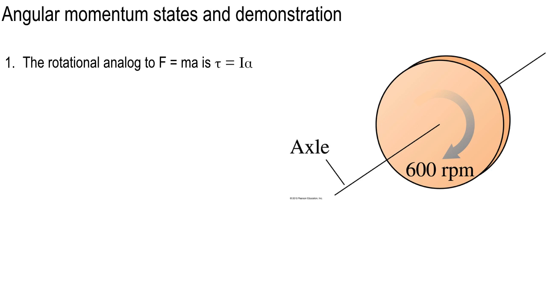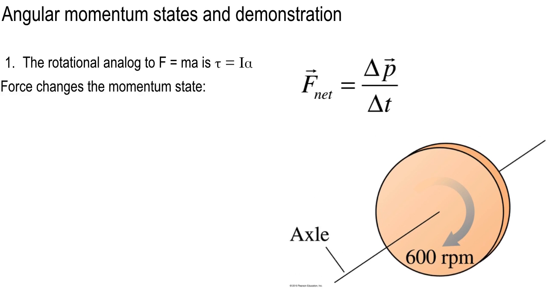The rotational analog to F equals ma, force, is the torque. A common symbol for torque is the lowercase Greek letter tau. And this is a Greek lowercase alpha, and I is something that you'll read about in your textbook. It's called moment of inertia, and we'll talk about moment of inertia a little bit here.